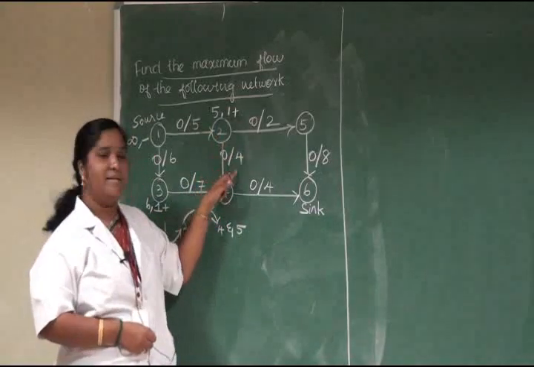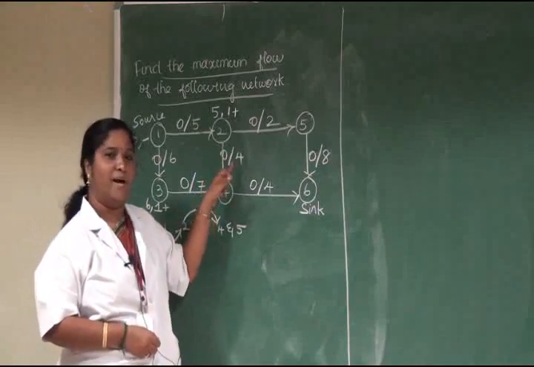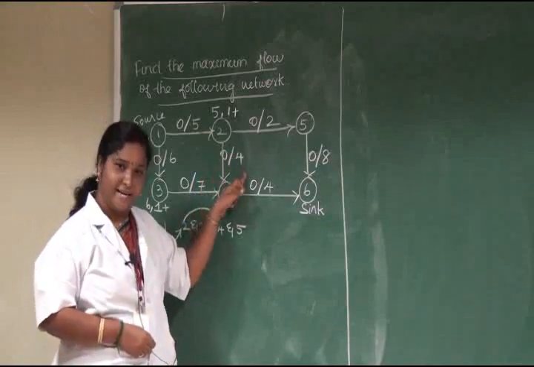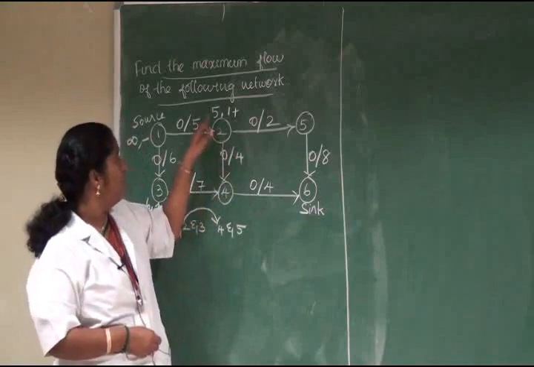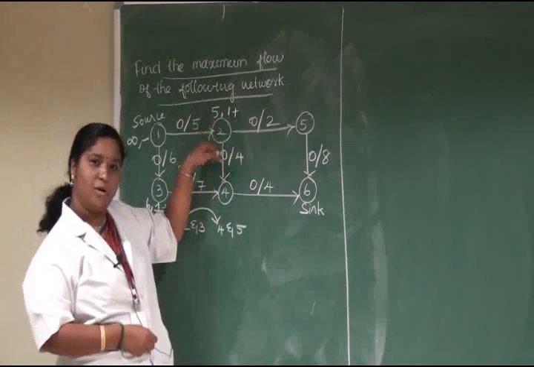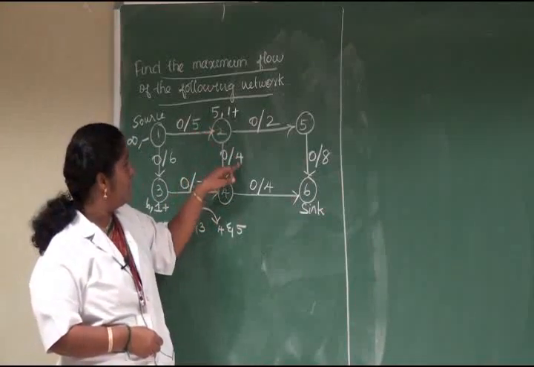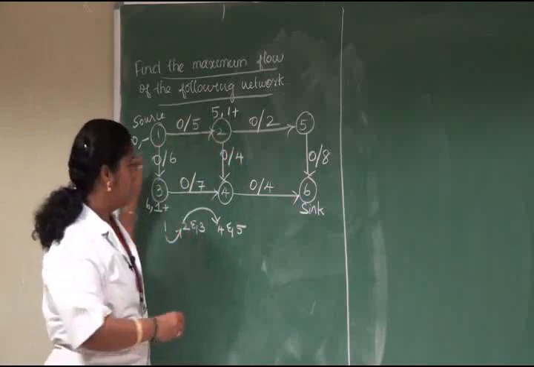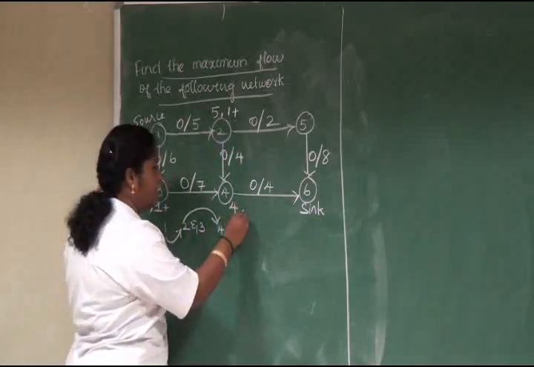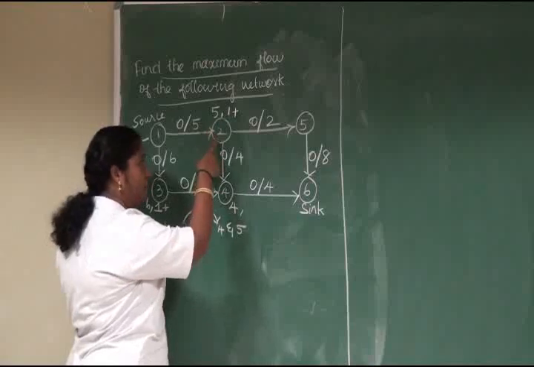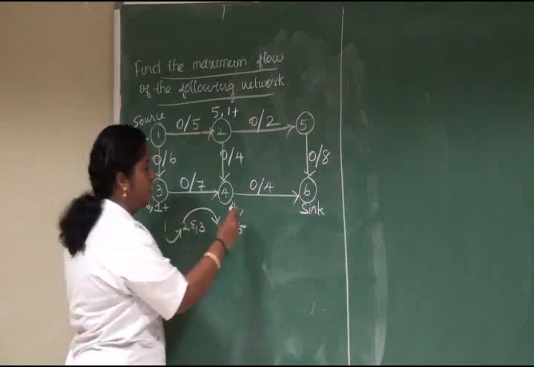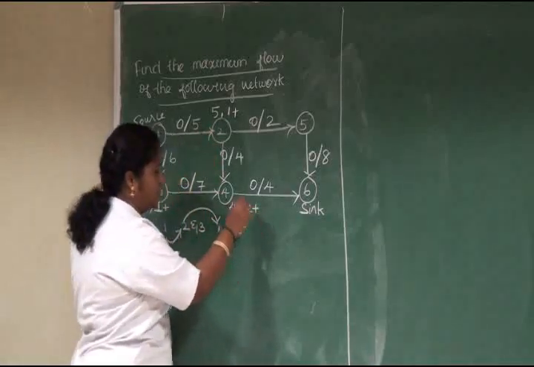So again calculate the remaining capacity. Here it is 4 minus 0, 4. It is greater than 0. So minimum between 4 and 5, that is the first label of the previous vertex. Minimum between 4 and 5 is 4. So you have to write 4, and this 4 is reached from vertex 2 through a forward edge. So you have to write 2 plus.